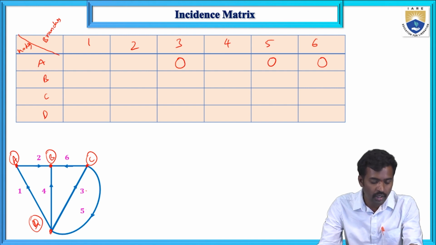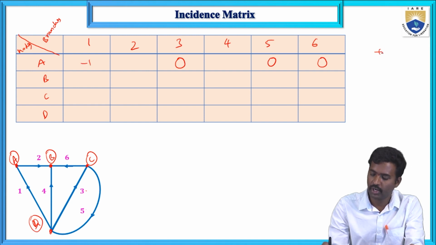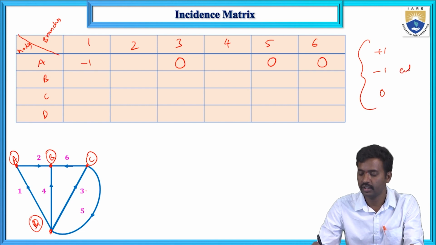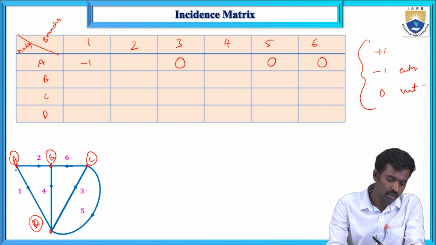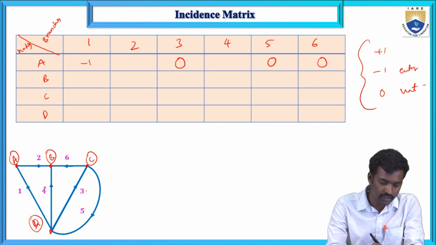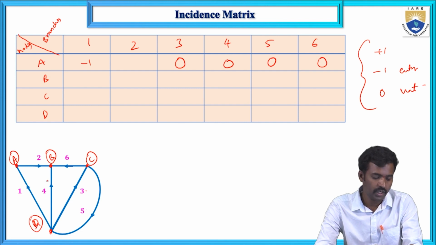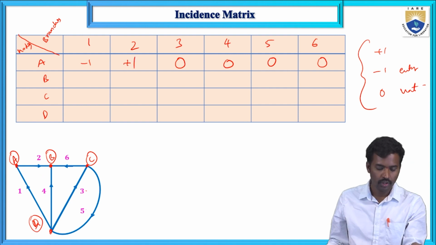Now here one branch is entering, that means -1, so +1, -1 and 0. This one is entering, this one is leaving and this one is not associated, so the not associated values are 0. This is entering, and the fourth branch is also not associated. The fourth branch is associated with B and D only, and 2 is leaving away from the node, and this is a +1.